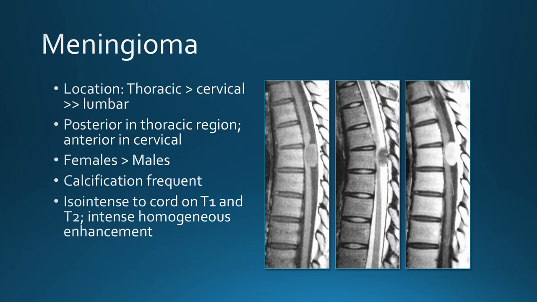Meningiomas, most often in the thoracic spine, less common in the cervical, and for some reason fairly uncommon in the lumbar spine. In the thoracic spine, they're usually posterior, whereas in the cervical spine, they're more often anterior. Like meningiomas intracranially, they're more common in women. Frequently, these are calcified just like the intracranial meningiomas. The heavily calcified ones will be very dark on T2.